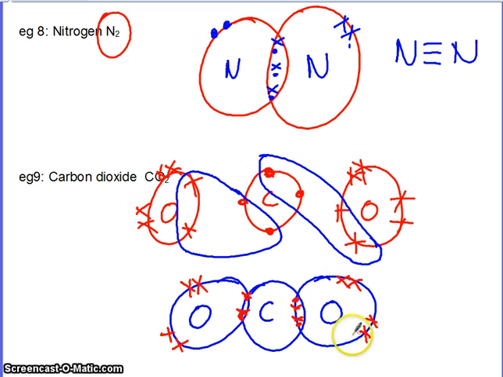This oxygen here is in the same situation, and the carbon, which originally had 4 electrons, those 4 dots, now has 8 electrons, so is itself happy. I'll just show you the shorthand. So carbon double bonded to the oxygen, carbon double bonded to the oxygen there, and that's carbon dioxide.